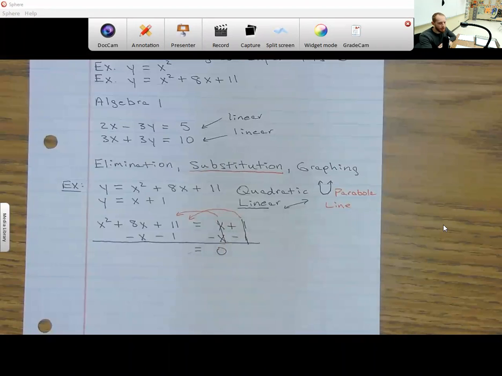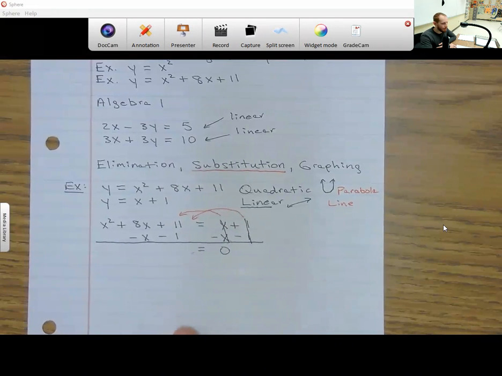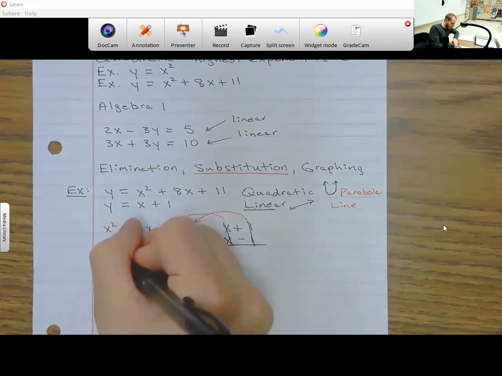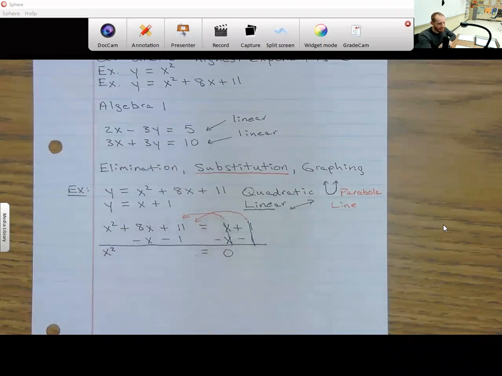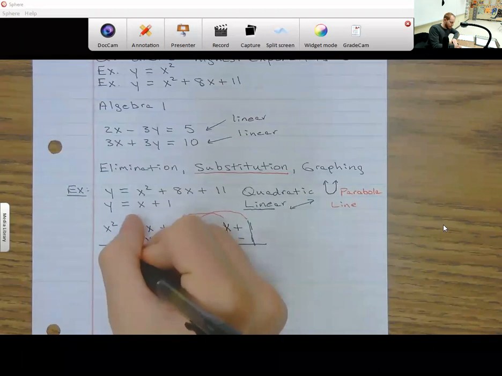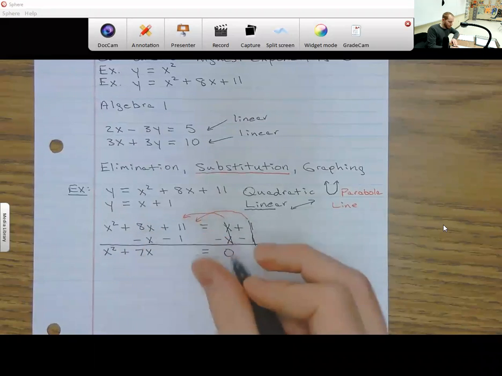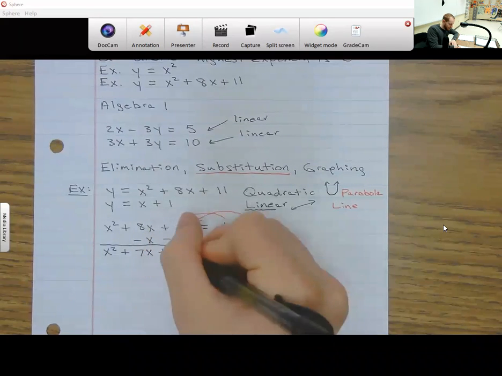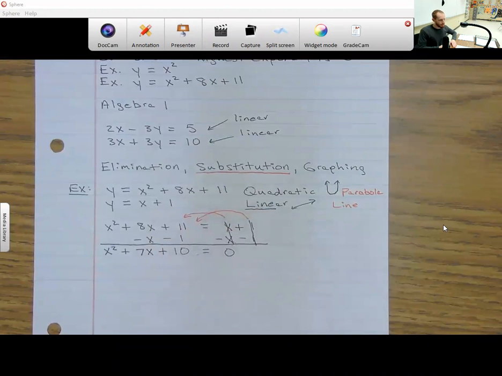Okay, so now everything is going to show up on the left side. I've got my x squared. I bring that down. My 8x minus 1x is going to give me 7x. So I'm going to have plus 7x. And then for my regular numbers, I have 11 minus 1, which is just 10, right? So plus 10. Okay, so now everything is on the left side. Now nothing is on the right side. So the right side is just 0.